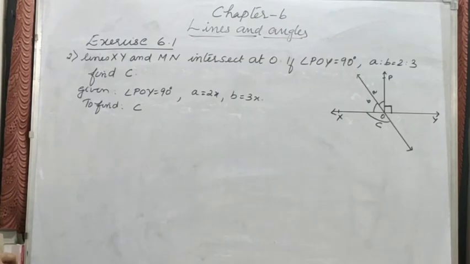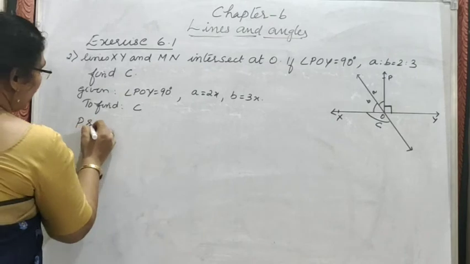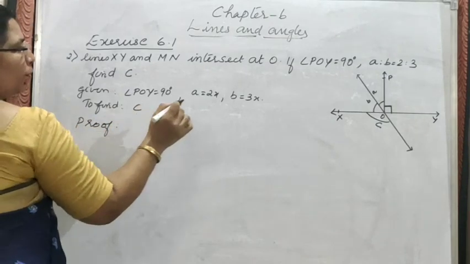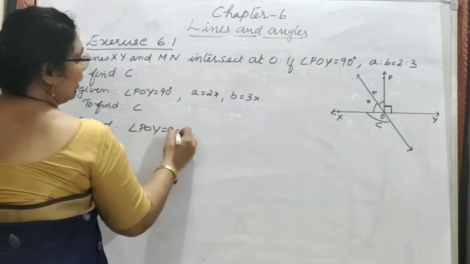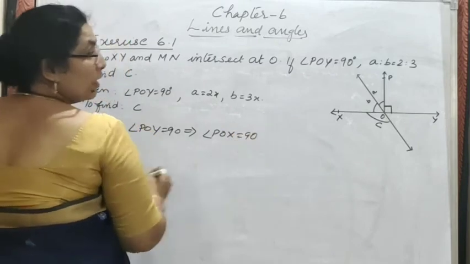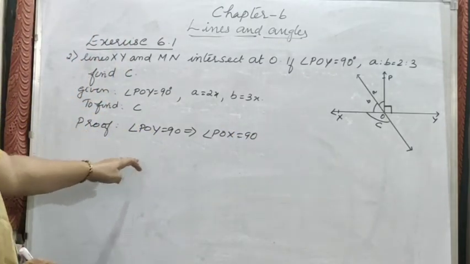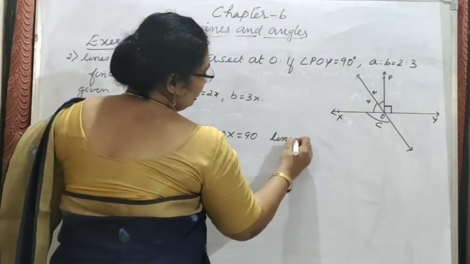Lines XY and MN intersect at O. If angle POY equals 90 degrees, and a is to b equals 2 is to 3, find c. So given and to find I already completed. Because you know the steps now, I'll go directly to the proof only. So what is the proof? Angle POY is 90. This implies angle POX equals 90. What is the reason? Linear pair, right? Angle POY equals 90, angle POX equals 90 degrees, linear pair.